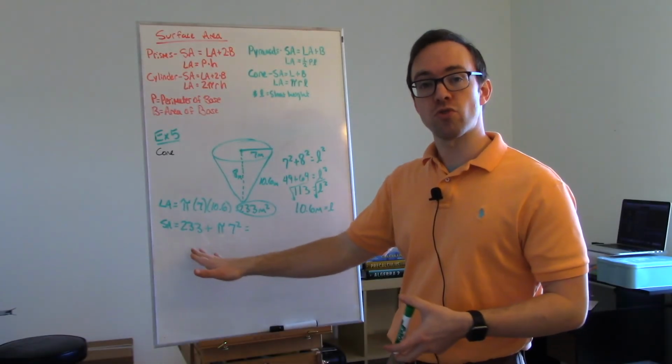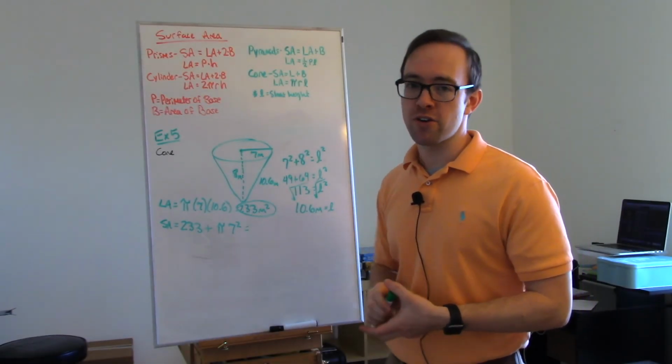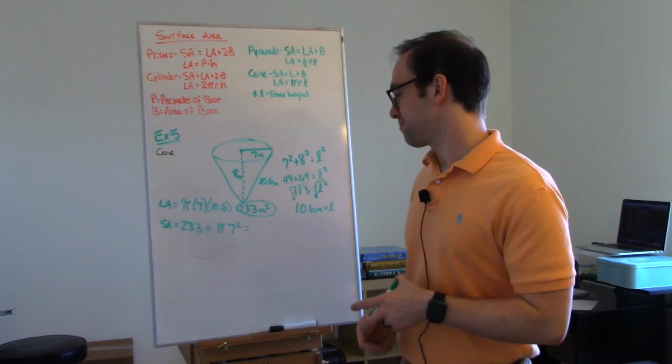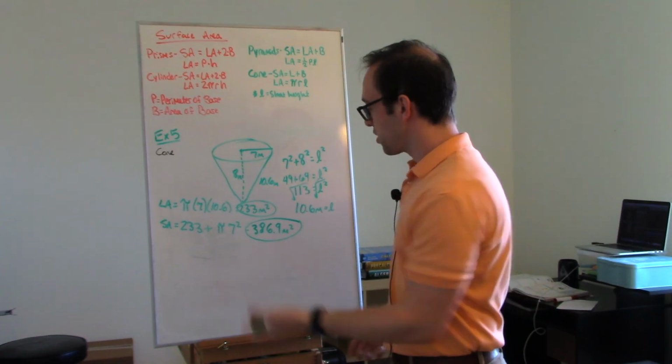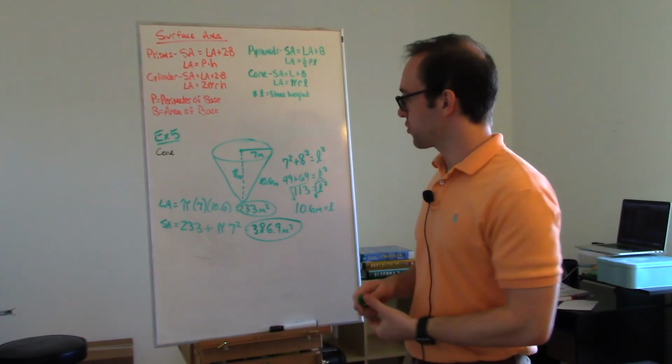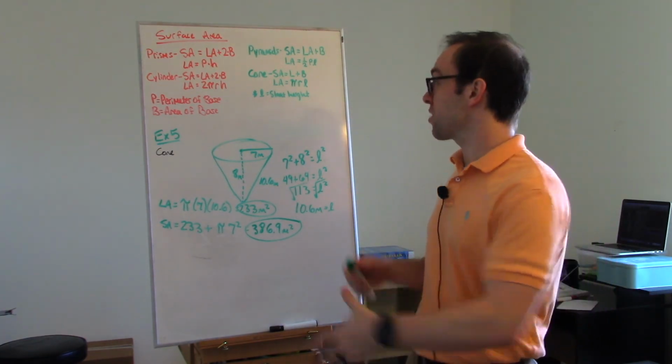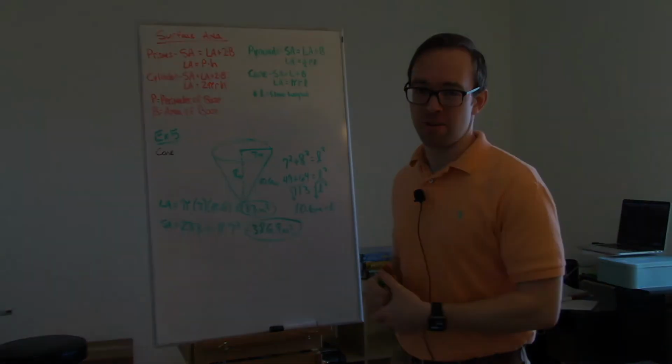Then the surface area is 233, the lateral area, plus the area of the base. The area of the base is pi r squared, so pi times 7 squared. So when you plug it in, you get 386.9 meters squared for the surface area. That finishes up this question, and that finishes up this lesson on surface area.